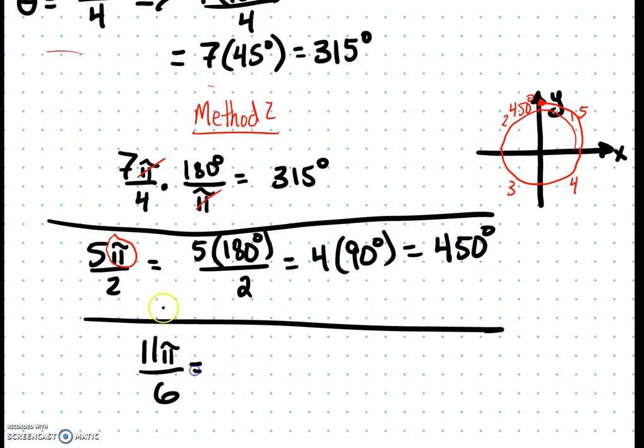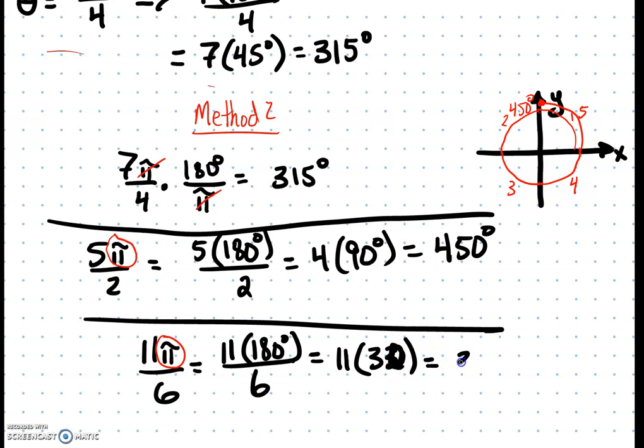Again, we can think about that pi as 180 degrees. This is going to be the equivalent of taking my 11, multiplying it times 180 degrees, and then dividing by 6. 180 divided by 6, hopefully you've heard that enough times now. That's going to be 30, and 11 times 30 is 330 degrees.